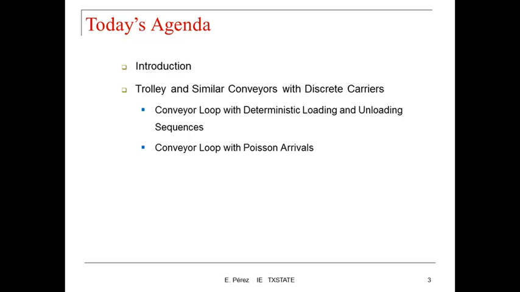On Monday we covered the first bullet in blue here, conveyor loop with deterministic loading and unloading sequences, and we discussed a problem and example for such a setting. Today we are also going to cover the conveyor loop with Poisson arrivals, meaning that you're going to have some uncertainty in terms of the units that you're going to be putting into your conveyor.